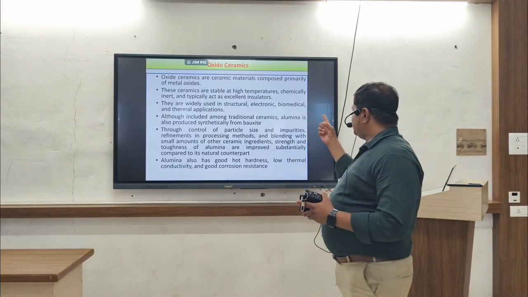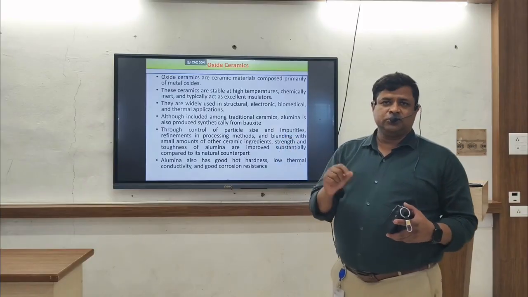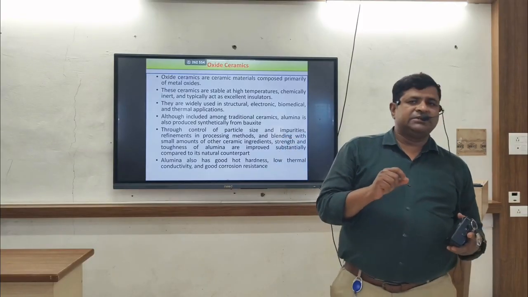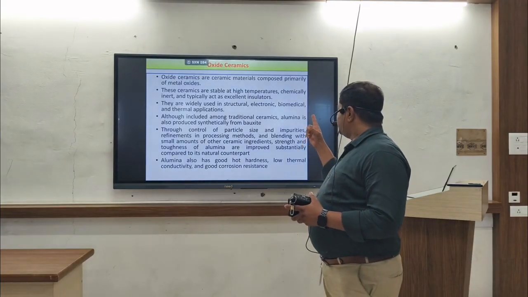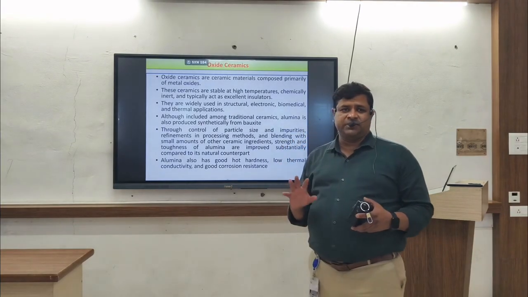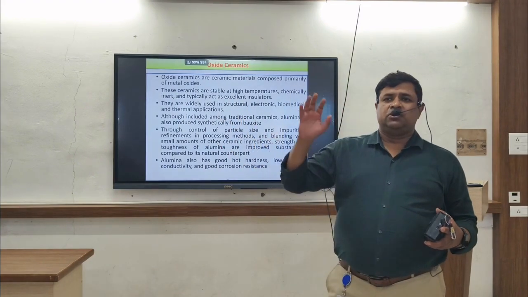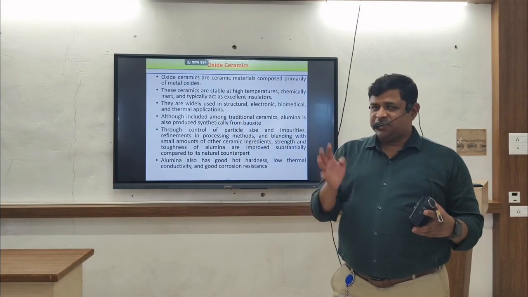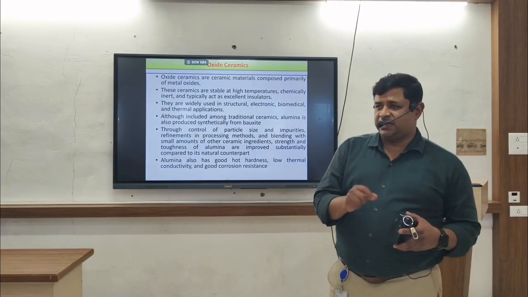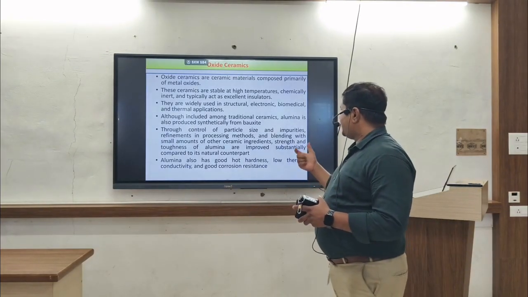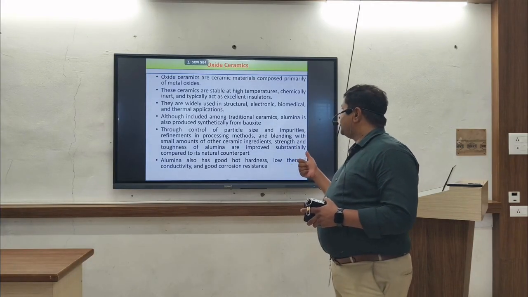Okay. Then they are chemically inert. They are typically acting as excellent insulators, because no heat and electricity can be conducted through that. That is nothing but the insulation. Then they are also stable at high temperatures as well. That's why they are found the applications in furnace walls, or some big furnace walls where the bricks of furnace wall where the operating temperature is always more than 1000 degrees Celsius. So high temperature applications are also there. They are widely used in structural, electronic and biomedical and thermal applications.